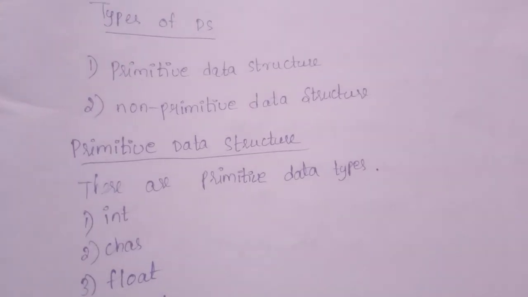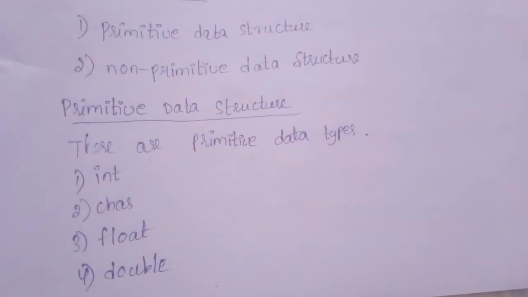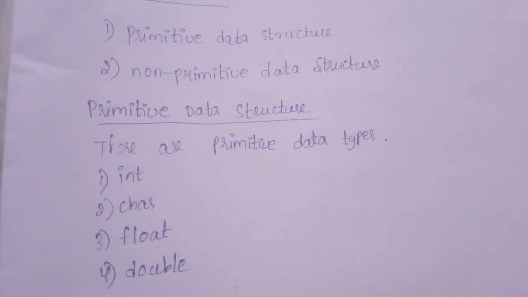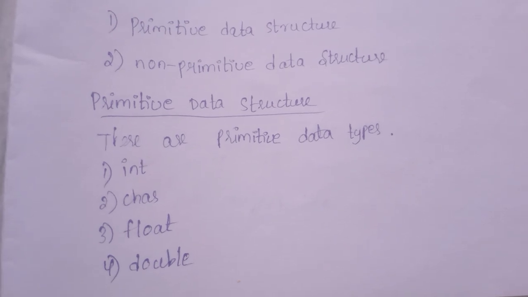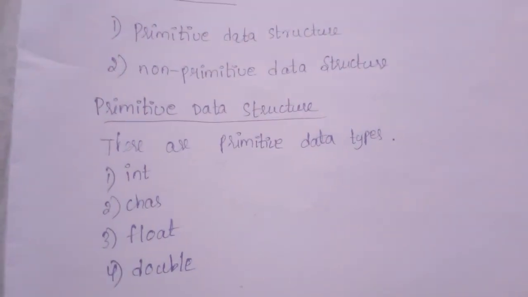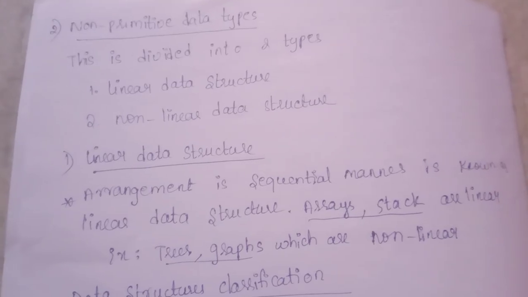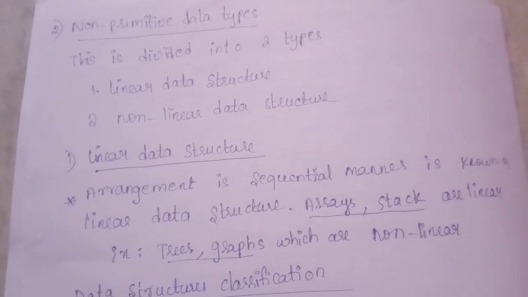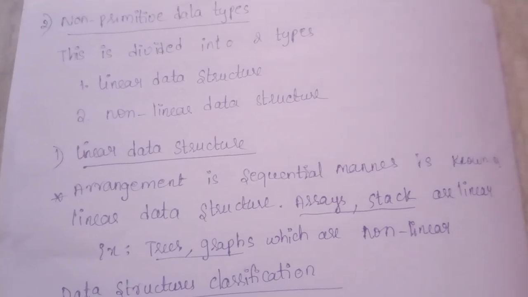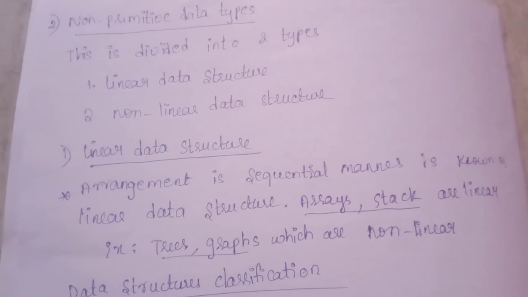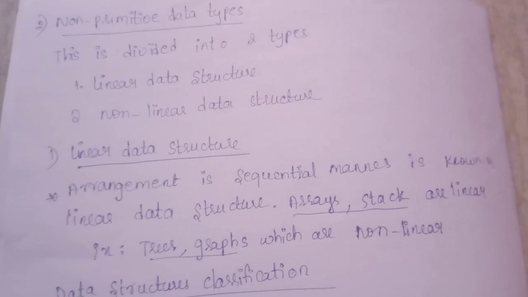So let us see what a primitive data structure is. There are various primitive data types like integer, character, float, and double. We have already learned these data types in the C language. In the same way, in data structures also, we have these primitive data types. Let us see what non-primitive data types are. In the C language, non-primitive data types are arrays, structures, and unions. So these come under non-primitive.